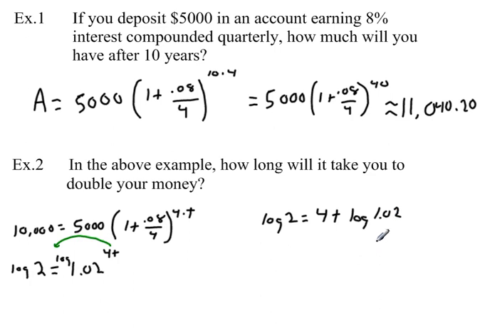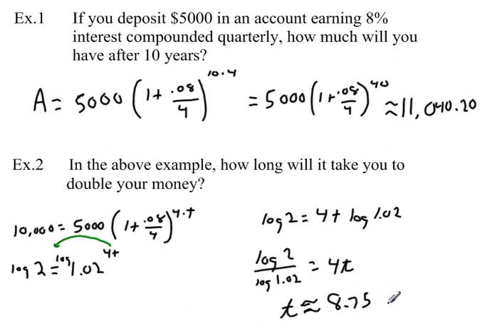Okay, we can now divide both sides by the log of 1.02. Now careful, don't just divide those numbers. These are two totally separate logarithms. So I get the log of 2 divided by the log of 1.02 equals 4 times t. So our calculator can handle this. Divide that quantity by 4, and we get the time it takes is about equal to 8.75 years. So if you wait about 8 years and 9 months or so, you will double your money.